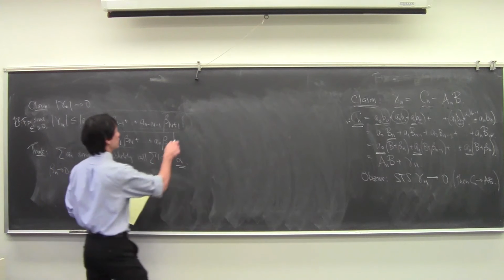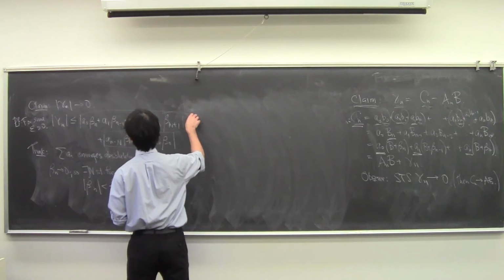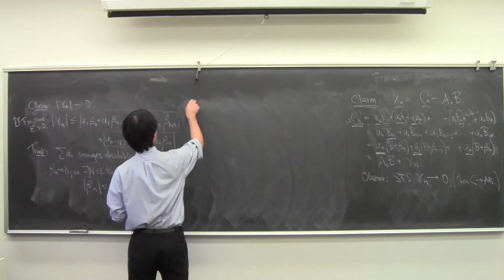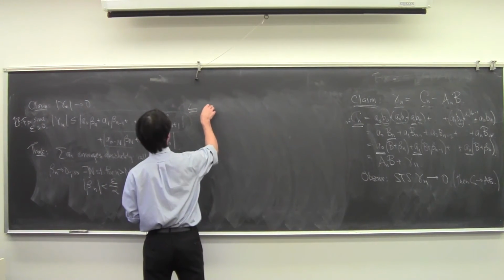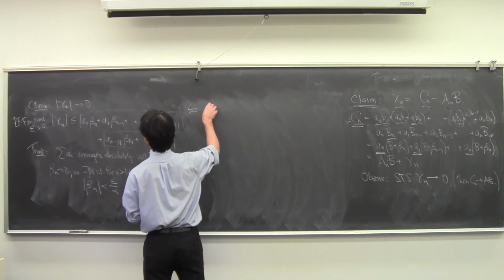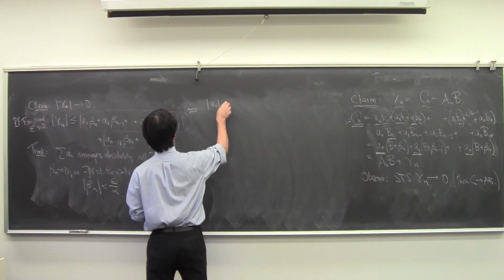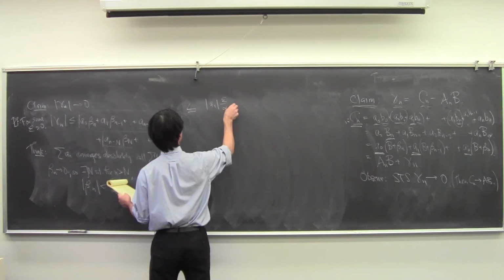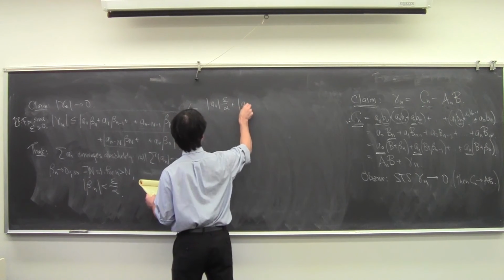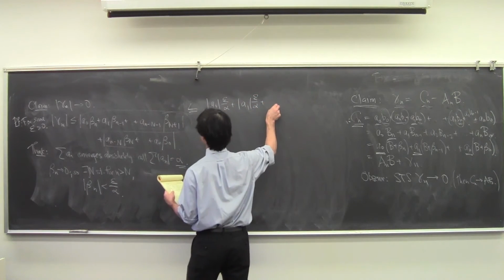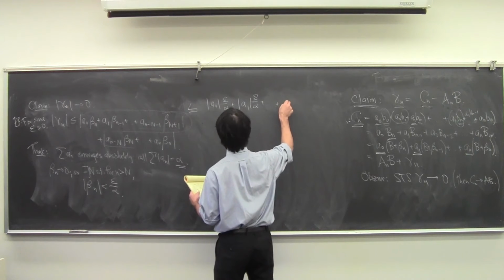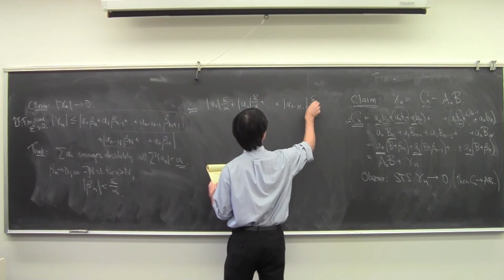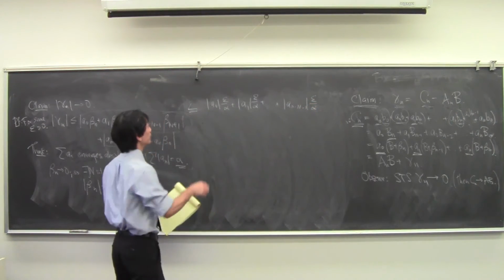Okay, so look at this thing here. Yeah, so this thing is smaller than the absolute value of A naught times epsilon over alpha, plus the absolute value of A1 times epsilon over alpha, dot dot dot, the absolute value of A n minus 1 times epsilon over alpha.